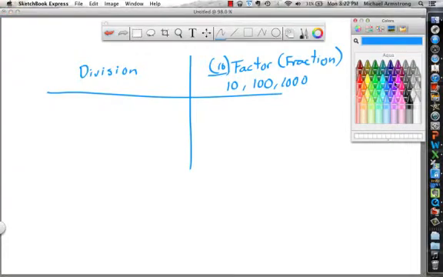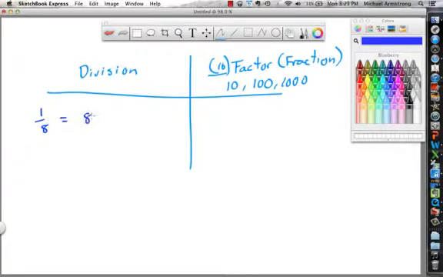1/8. 8 doesn't appear to go into 10. I can't think of how many times it goes into 100. It might go into 1,000. In fact, it does go into 1,000. But it's way out there. So let's not even try. It's going to be easier just to divide.